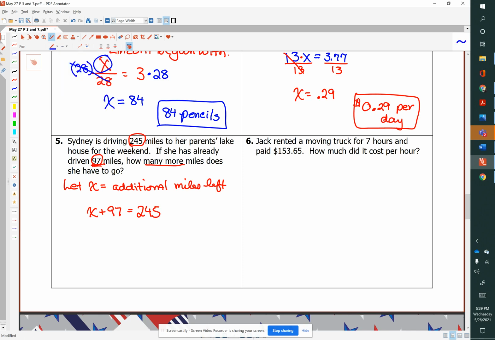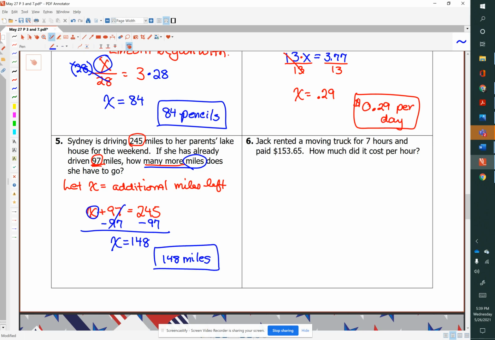To solve this problem, we'll ask what is happening to X. 97 is being added. The inverse to addition is subtraction, so we can subtract 97 to isolate X, but whatever we do to one side of the equation, we have to do to the other. So now X is isolated on the left, and on the right, we see that 245 minus 97 is 148. But what did they ask us? How many more miles? So we'll answer in miles, 148 miles.